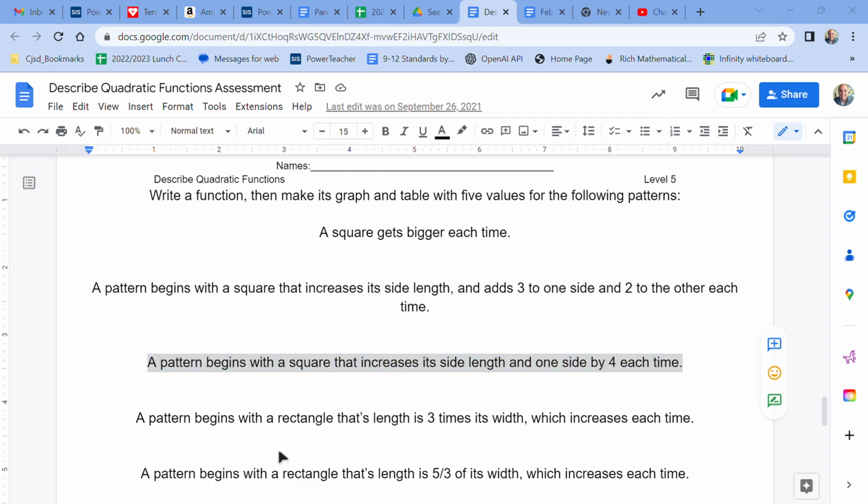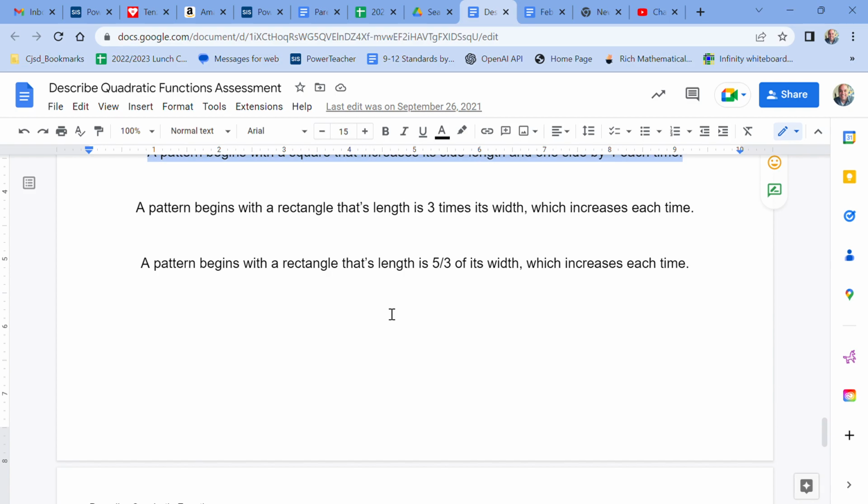What I did was I started by making the pattern, a square that is getting bigger, so therefore the side lengths have to be x and x of that square. And then it says, and one side by 4, so I added 4 to one side. And then I just renamed the growing square to x and x. And then I added in that one side plus 4. Okay? These are tough, I know.